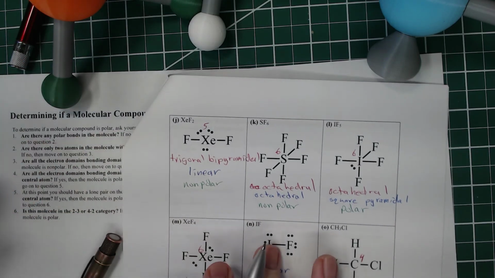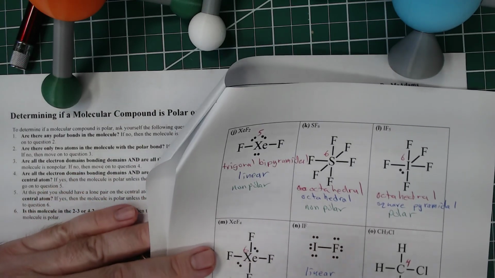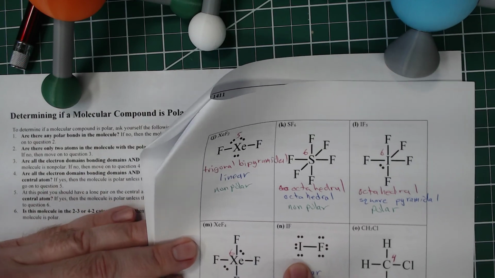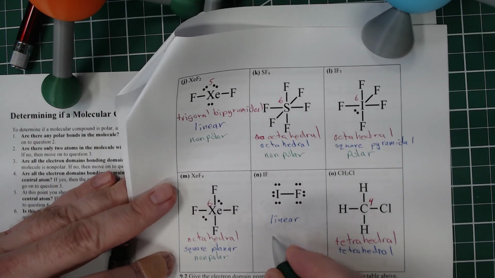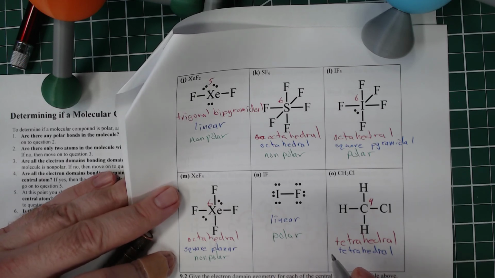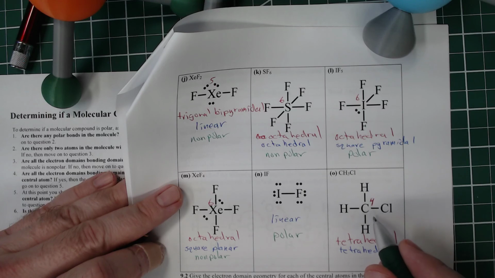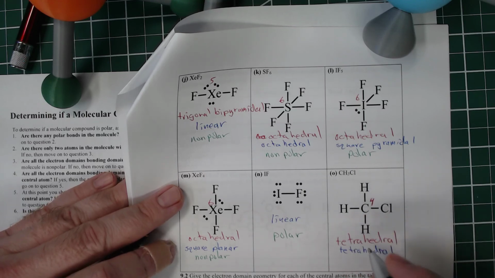All right. This one, if we go back, the second question, are there only 2 atoms in this polar bond? Well, yeah, there's only 2 atoms, and we know that bond is polar. So this is going to be a polar molecule. If you have one bond, and that's it, and it's a polar bond, then the molecule is polar. All right, and then this one, the carbon-chlorine bond is polar, and the carbon hydrogens don't cancel it out, so this is going to be polar.